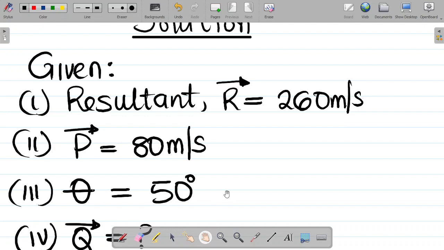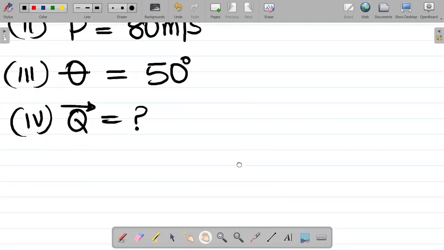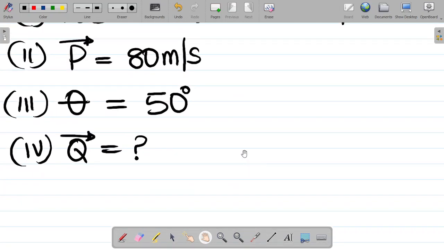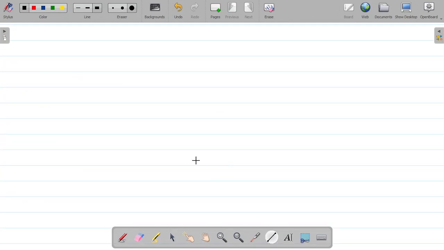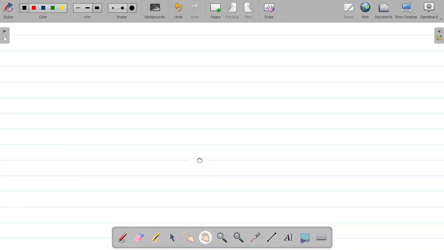Now to solve this question, our first task would be to use a diagram to explain this. A diagram would help you solve this better. So let's draw a diagram. They said the angle between P and Q was given as 50 degrees, so my first task is to draw an angle of 50 degrees and then input P and Q. Let's call this Q this way, and let's have P going this way.